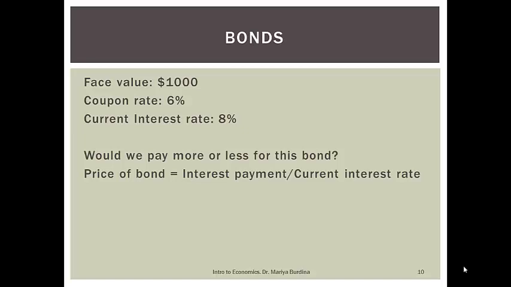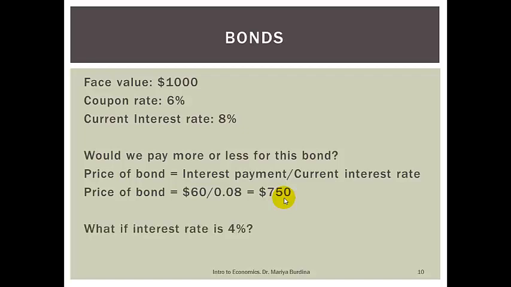In order to determine the actual price of the bond, we're going to use a simple formula. It's the interest payment, that coupon payment, divided by the current interest rate. So in our example, that interest payment is equal to $60 per year. So 6% of $1,000 is going to be $60. We divide it by the current interest rate in decimal form. So if you want to sell this bond, you can only ask for $750. Otherwise, nobody who can do the math is going to be willing to purchase it from you.